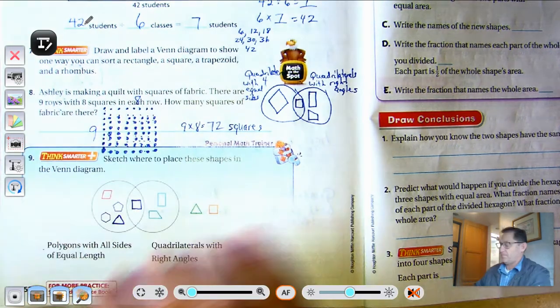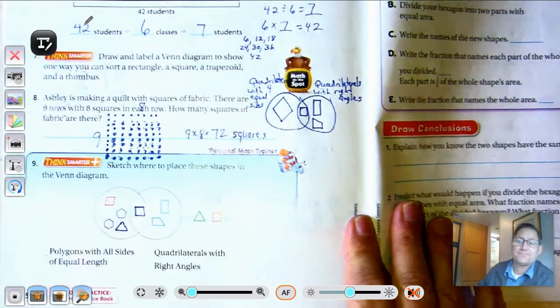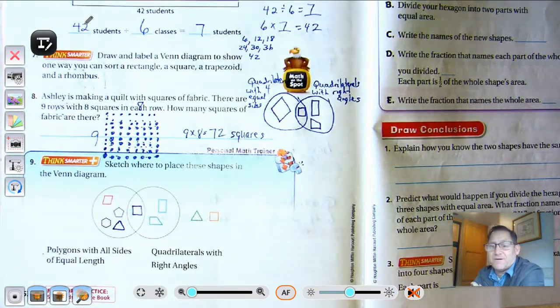Okay, so that's it for lesson 12.8. In our next lesson, our final lesson of the 3rd grade math curriculum, we will be working on relating shapes, fractions, and area.